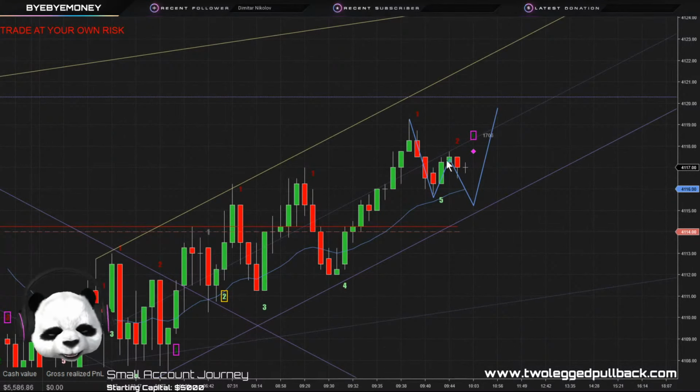And so this candle is too small for me. I need this to actually come down a little bit further, and I'll be interested in this two-legged pullback.